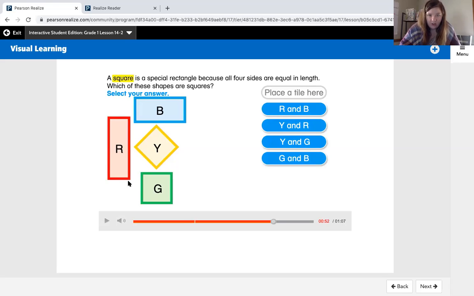So if I look at the red rectangle, I see that two sides are long and two sides are short, which means that it is not a square. On the blue one, I see again that two sides are long and two sides are short, which means it is not a square. When I look at the yellow shape, I see all the sides are the same length, which means that it is a square. Now I see our green is the same shape, it's just in a different position. But all of the sides are equal, so it is also a square. Yellow and green are both squares.